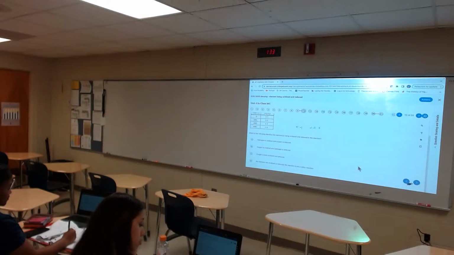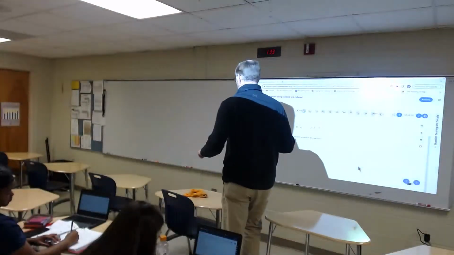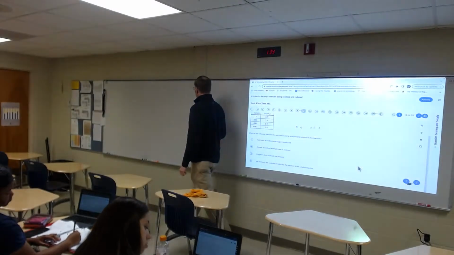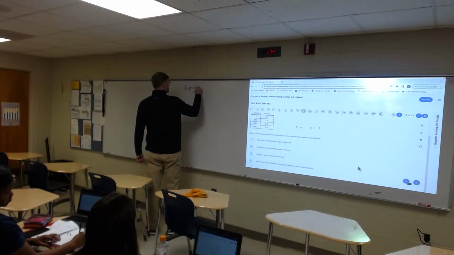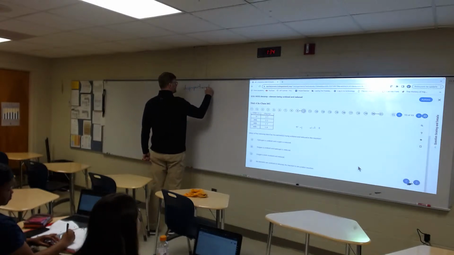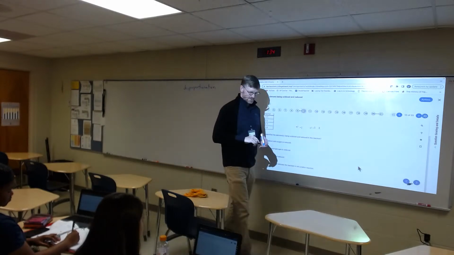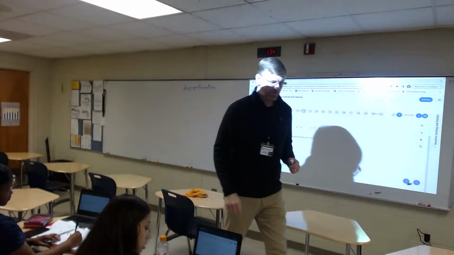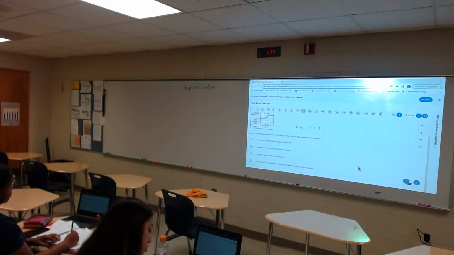All right, we got a word for that. Here we go. And the same thing as being both oxidized and reduced, there's a word for that. Disproportionation. Disproportionation reaction is when the same element is both oxidized and reduced.